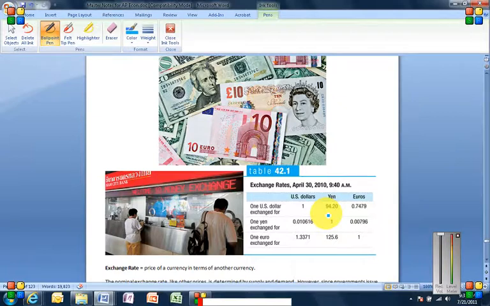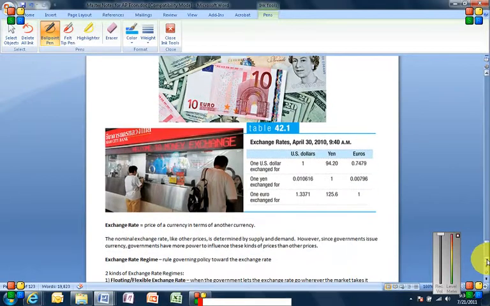But let's say you were traveling to Europe and you needed some euros to use, then at that time $1 was worth 0.7479 euros. It's actually more like 0.7479 euro, because it's less than 1 euro, of course. Let's say you had some yen already and you needed to exchange it for US dollars. 1 yen at that time would have been worth a fraction of a US dollar. It would have been worth an even smaller fraction in terms of euros, and so forth.